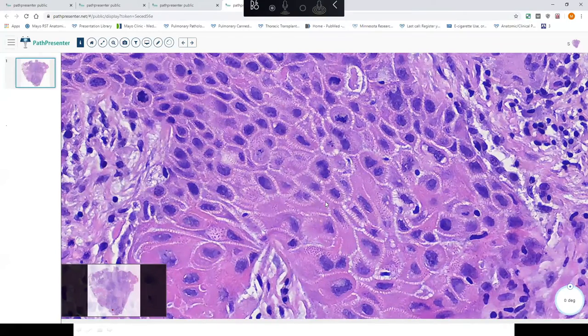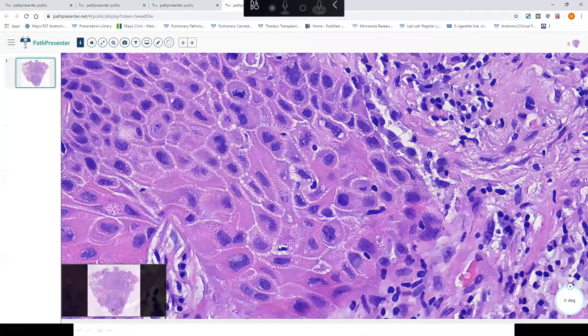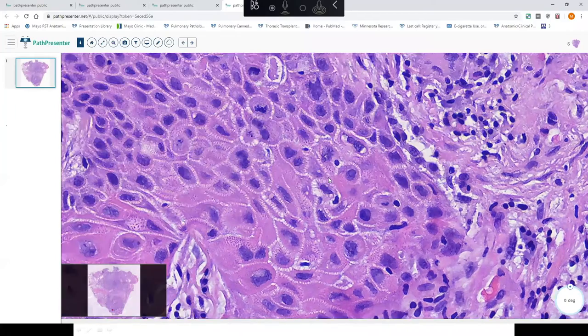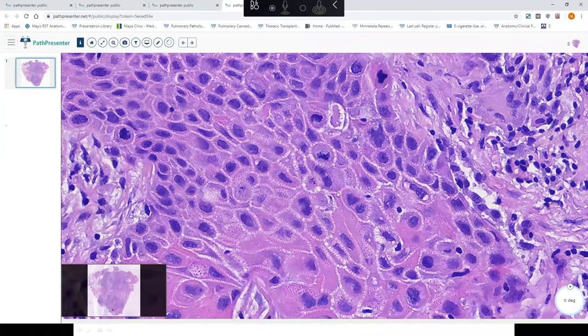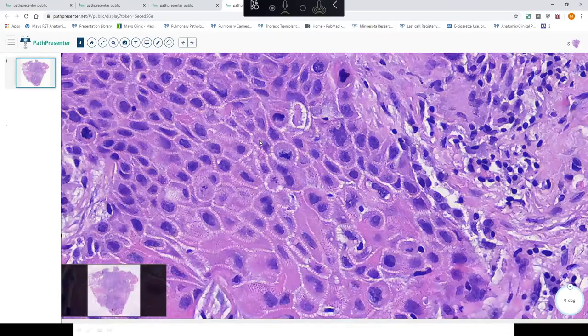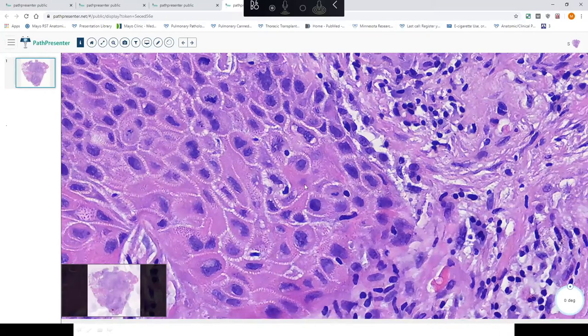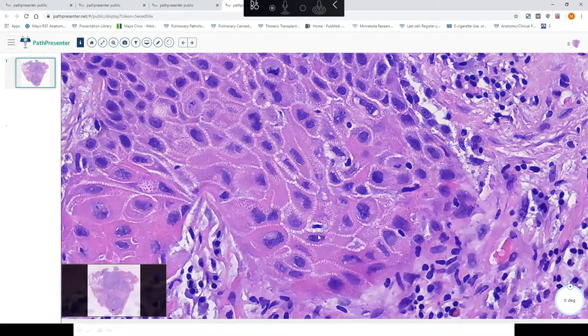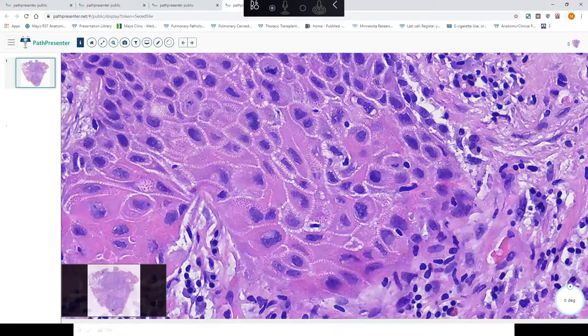What are these little lines in between these tumor cells here? Can someone tell me in the chat what you would call these tiny little spikes between these individual tumor cells? Yeah, intercellular bridges, great, good job. What causes these intercellular bridges? What's the cellular component? Desmosomes, good, yeah. They're essentially little rivets that are gluing these cells together.